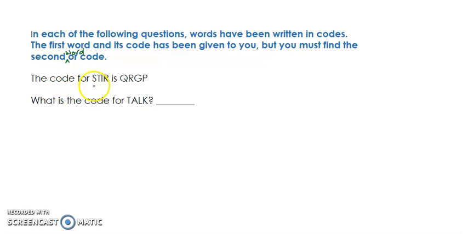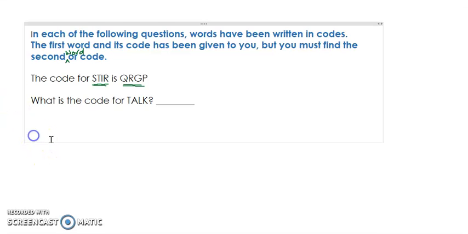So what they've told us, the code for stir is QRGP. That's what they've given you. So what is the code for talk? So what we are knowing is that there's some relationship between the first word stir and the code for it, QRGP. All right, as we did with the first type of question, what I want you to do is to write out the alphabet. So let us do that.